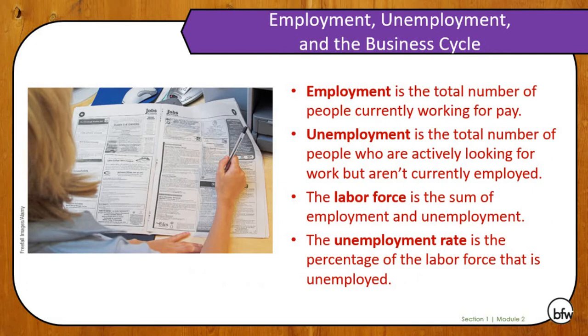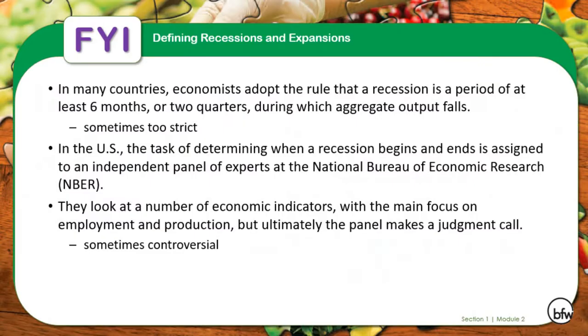Okay, employment is the total number of people currently working for pay. Unemployment is the total number of people who are actively looking for work but are currently not employed. We're going to go into a lot more detail on this in the next unit, but this is just introducing these topics here. The labor force is the sum of the employment and unemployment numbers, so how many people are either working or not working but actively seeking work. All right. The unemployment rate is the percentage of the labor force that is unemployed.